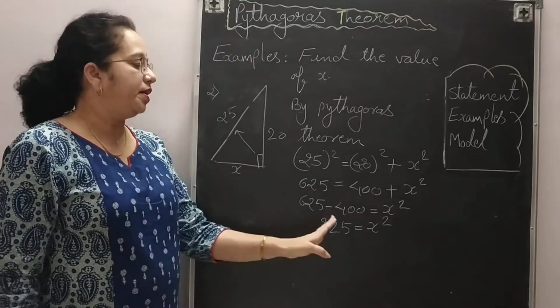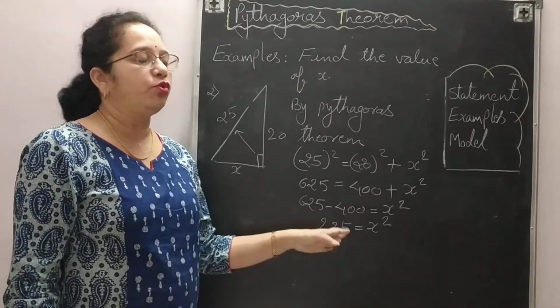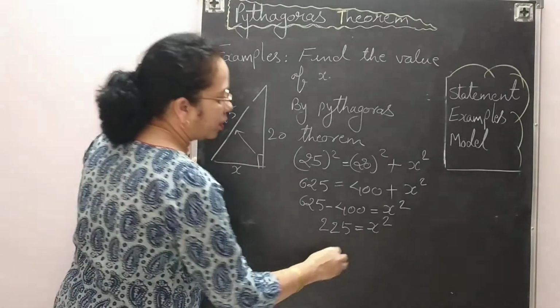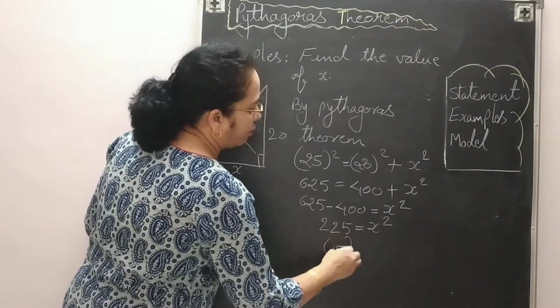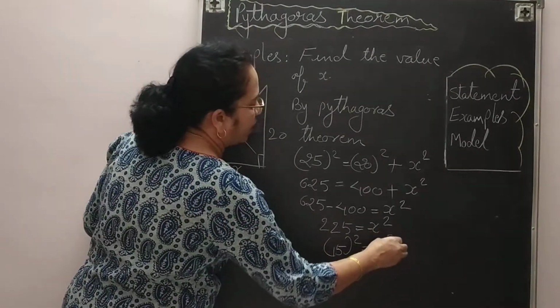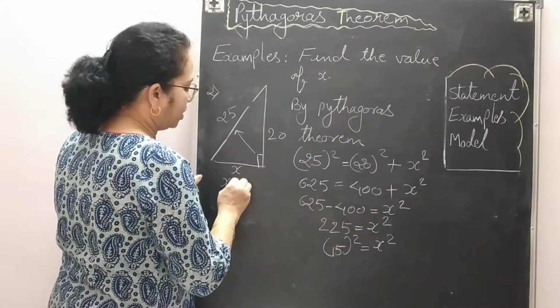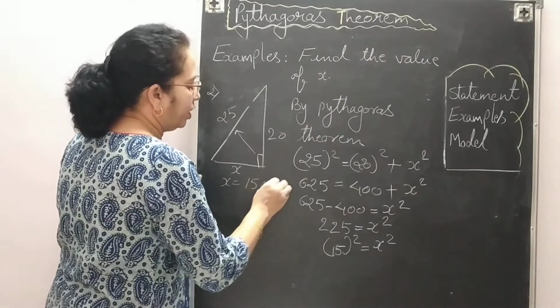Again grade 8, 9, 10 students can find the square root of 225. Or grade 7 students can think 225 is the square of which number. So we know that 15 square is 225. So value of x will be 15. So x is equal to 15 centimeter.